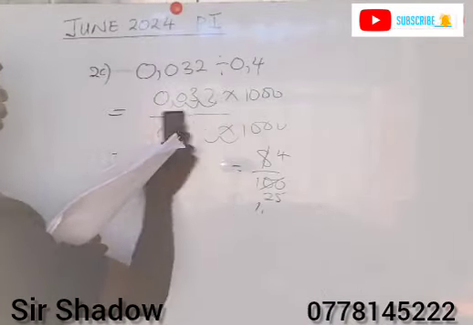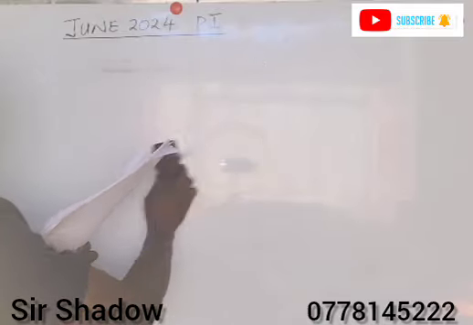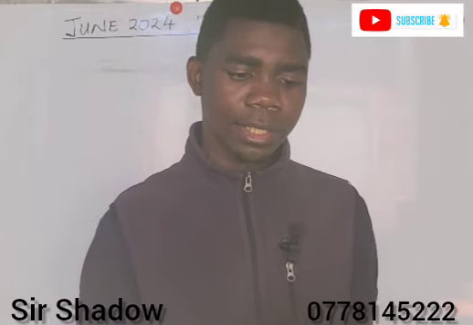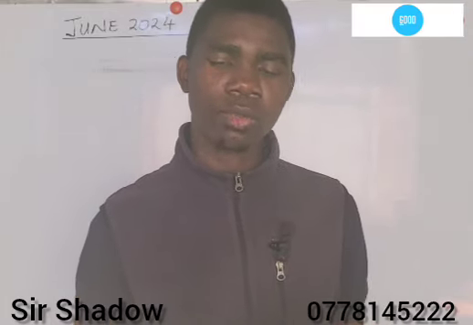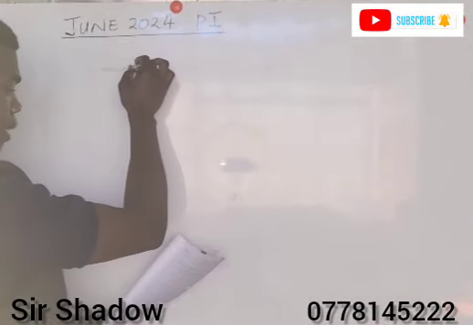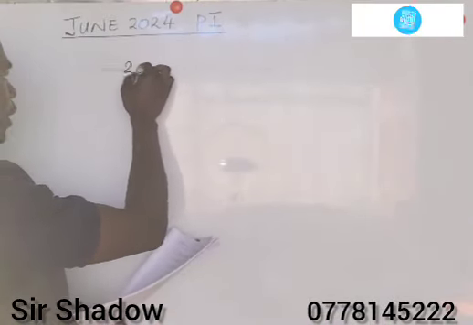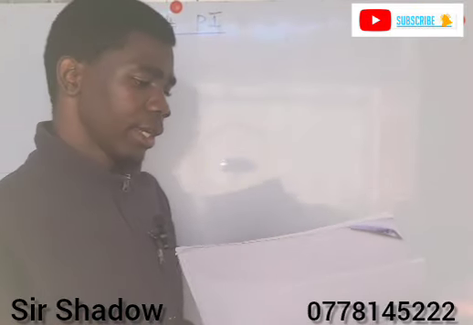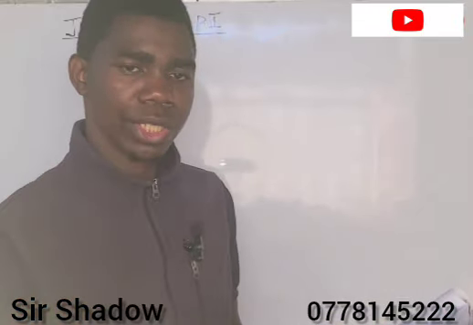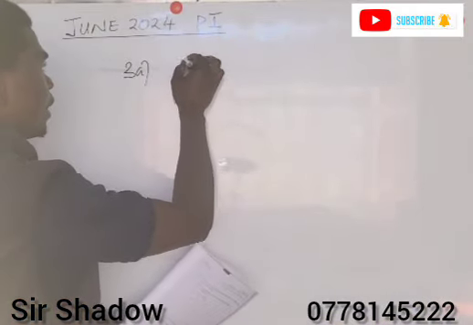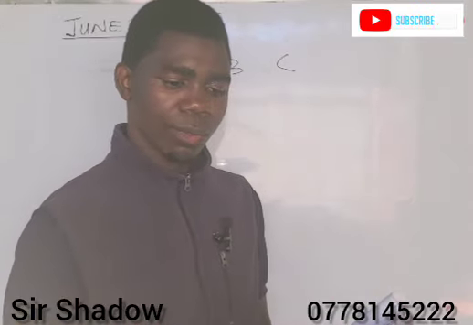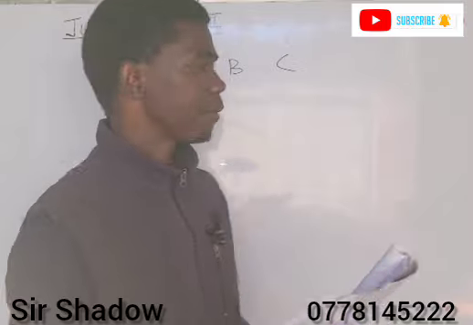Then let's move on to question number 3. Question number 3 reads, 3 learners A, B, C contributed $20, $30, and $50 respectively. So we are given question 3A. Three learners A, B, and C contributed, in their order, $20, $30, and $50.